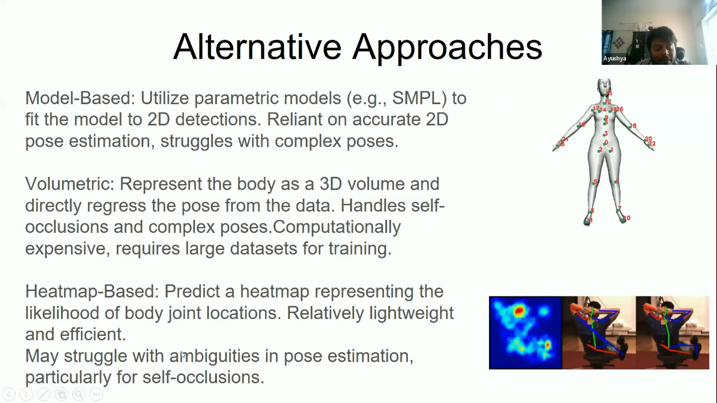Finally, heat map based prediction. There are methods which involve a heat map representing the likelihood of body joint locations, and this is relatively lightweight and efficient. However, 3D body reconstruction with it requires other techniques such as inverse kinematics or other body joint estimation, since retargeting solely with heat maps can lead to ambiguous results, and it's not very accurate.